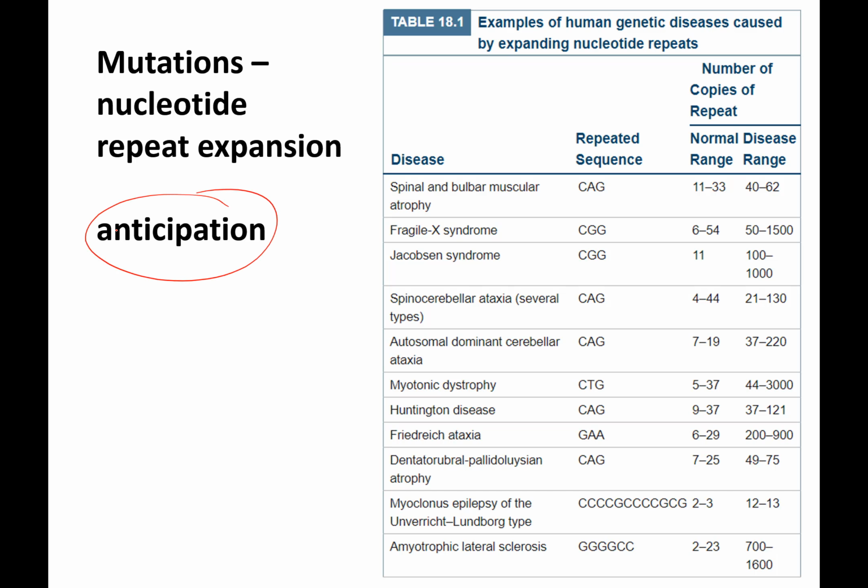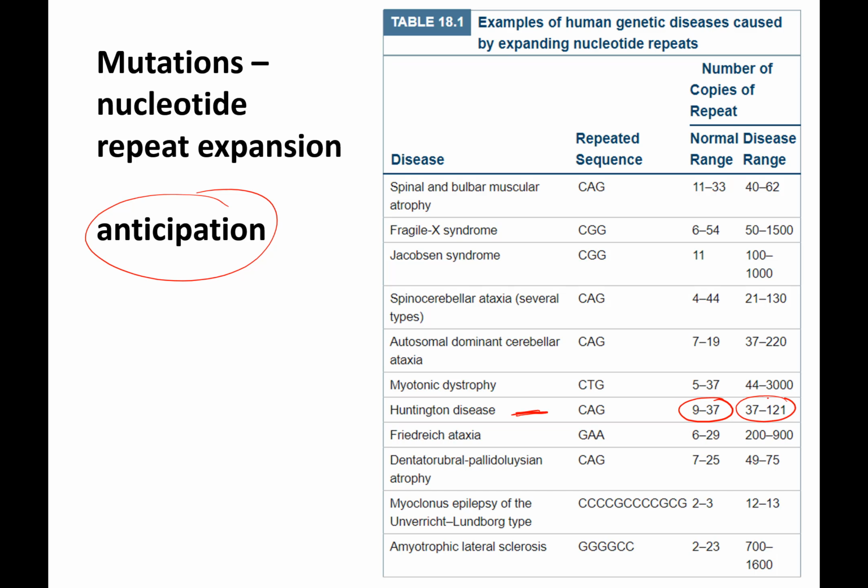So what happens with these diseases is we call it anticipation, whereas there's this potential for the next generation to have an increased number of repeats if you get slippage in the germline cells. Okay. So Huntington disease is a really well studied one, and what this is showing you is that normally people will have between 9 and 37 copies of this CAG repeat.